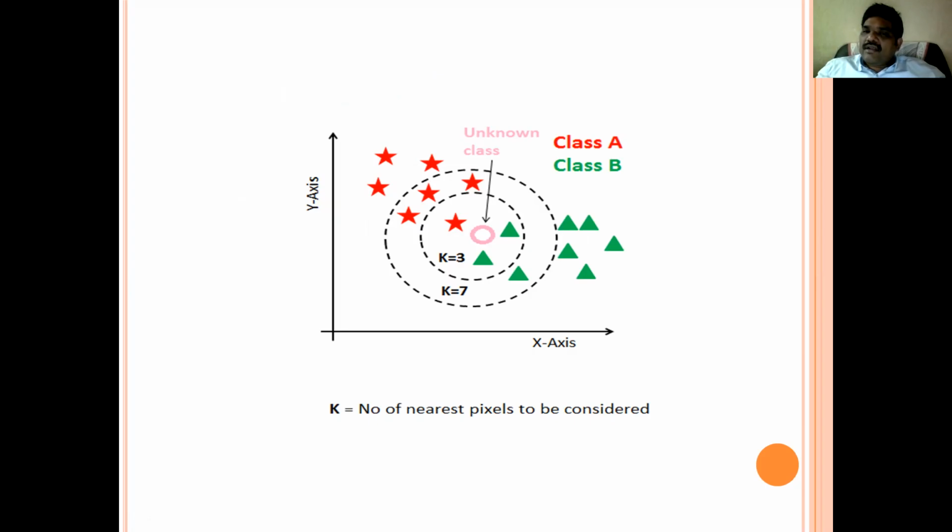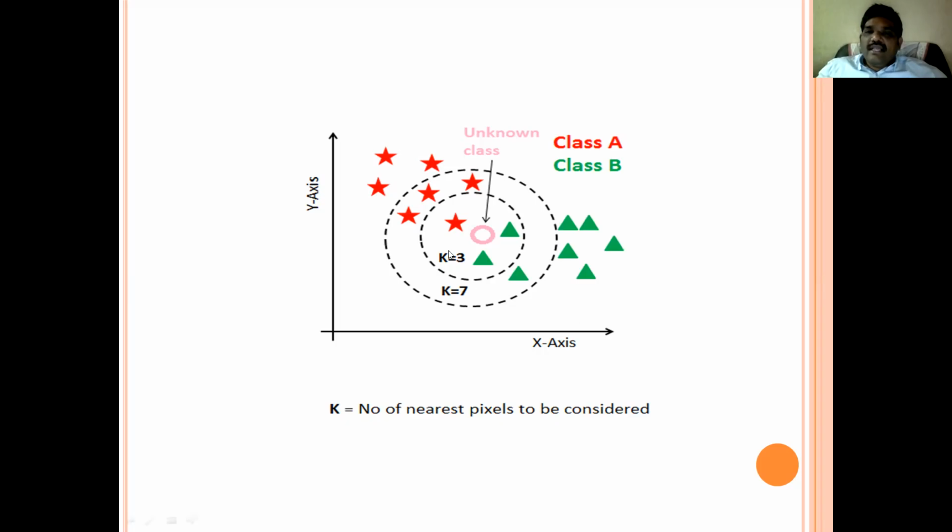See here, you are observing one, K is 3, K is 7. What is K? The number of nearest pixels to be considered. The number of nearest pixels to be considered. My question is, why is K 3? Why not K is 1? Why not K is 2? Let me give you the answer.